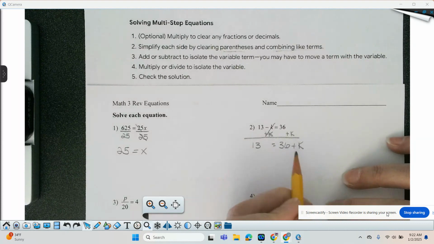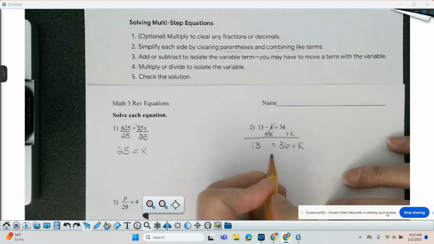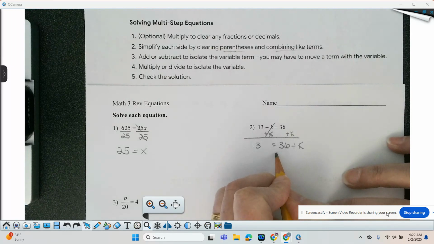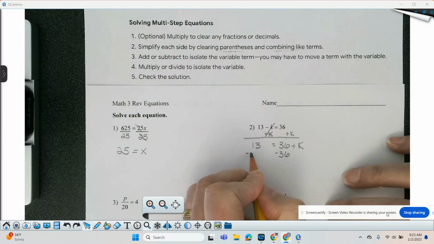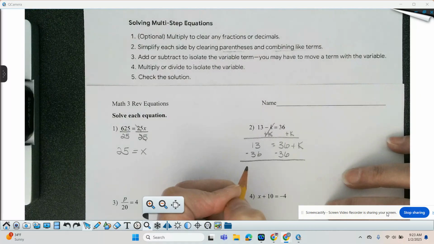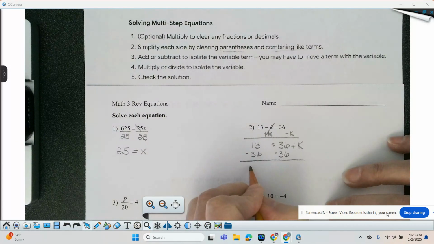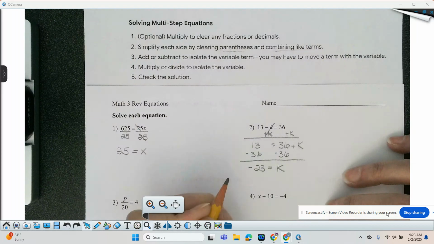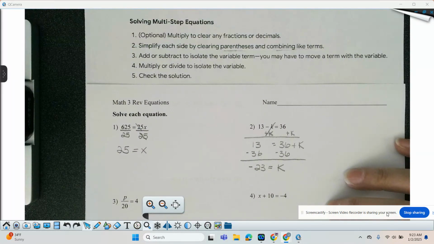Now I want this k by itself. This is 36 being added to that k. It's a positive 36, so to move it I would be doing a negative 36 or subtracting 36 from both sides. And again, I am going to put that underneath the common term, and that's going to leave me with a negative 23. So k is going to equal negative 23.